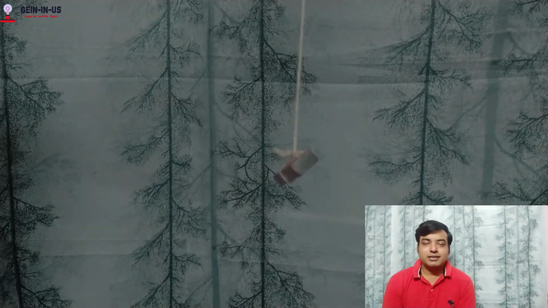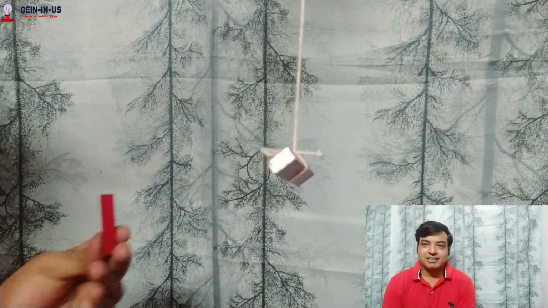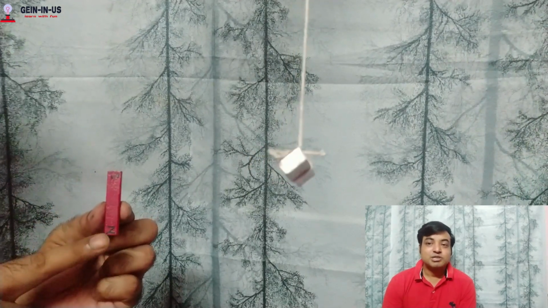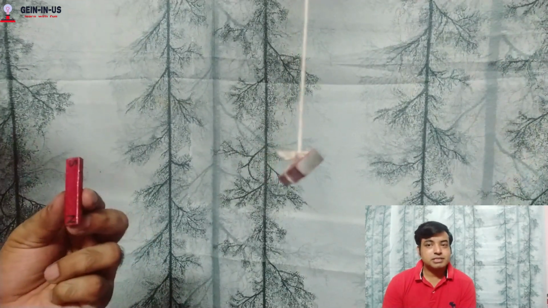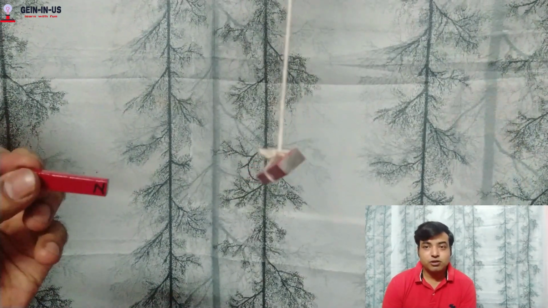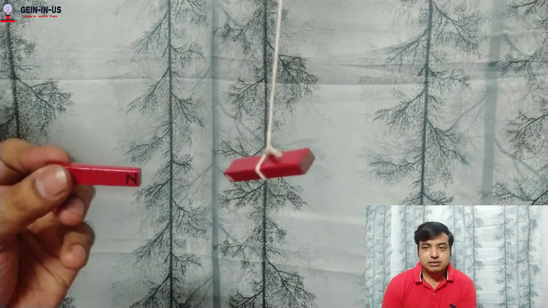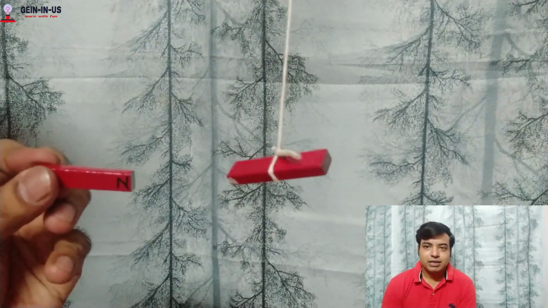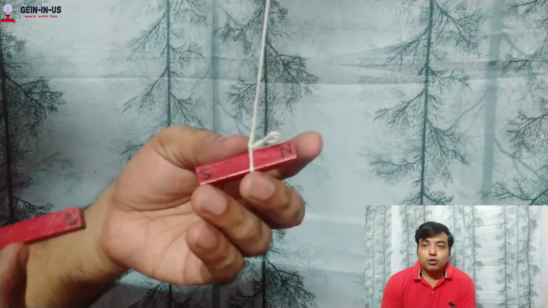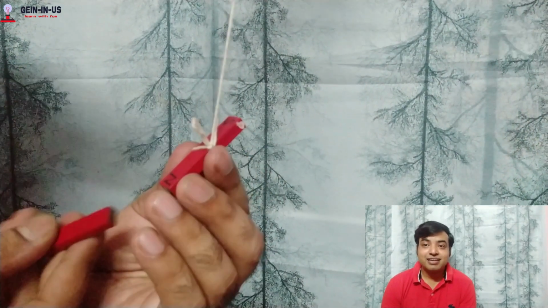Here you can see a magnet suspended by tying with a thread, and now I have another magnet. These are two magnets. Now if I bring this pole of the magnet towards a pole of the other magnet, let's see. Now you can see it is attracted. Now if I change the pole, you can see it is repelling, it is moving away.